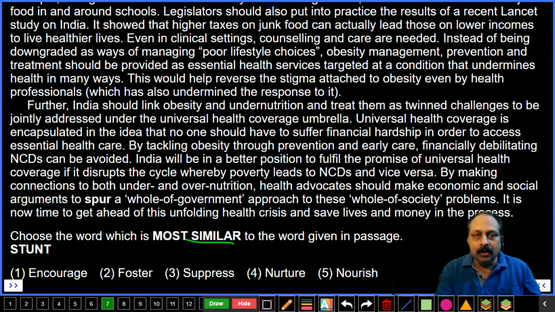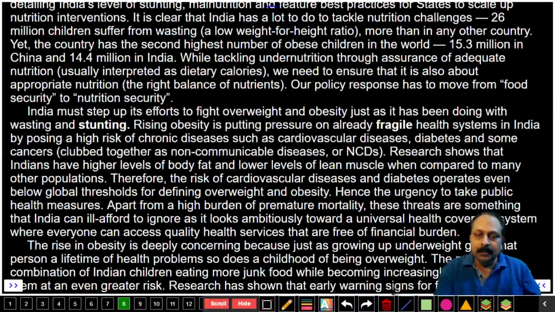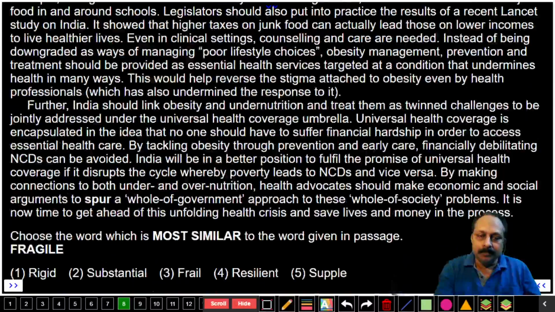Stunted growth, the typical collocation, stunted growth, it goes with growth or development. Stunted development. Stunted means restricted. Encourage, no. It has a negative connotation. You cannot take a positive word. Foster, again, positive word, not correct. Suppress, hold that one, negative word. Nurture, take care of someone, provide food, nourish, not all are positive words. Answer is the third option. Stunt means suppress, restrict. And do remember it goes with generally, development, growth, progress.